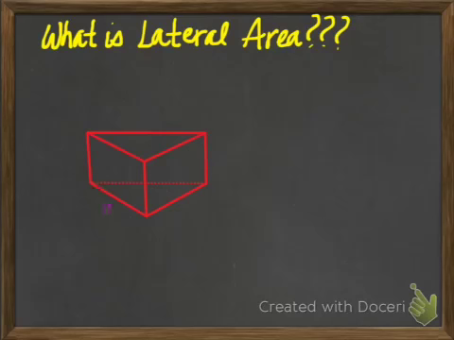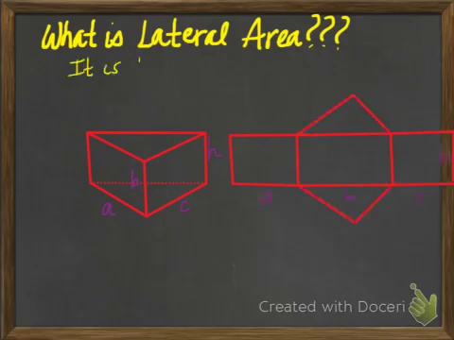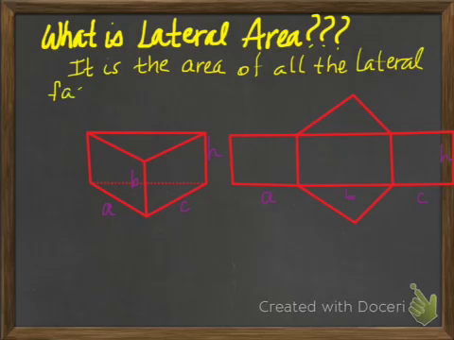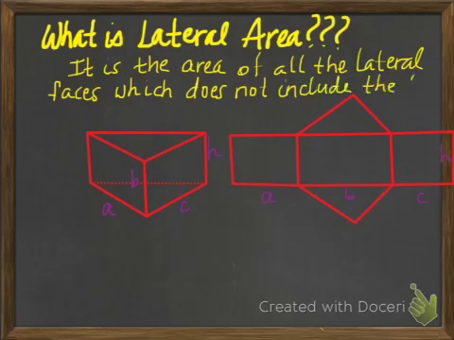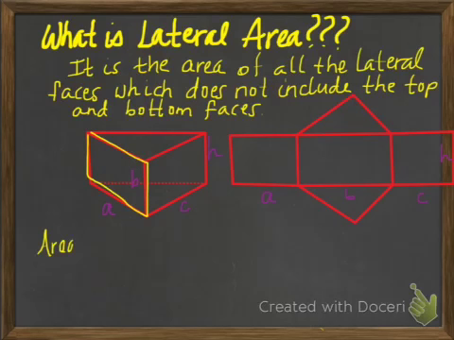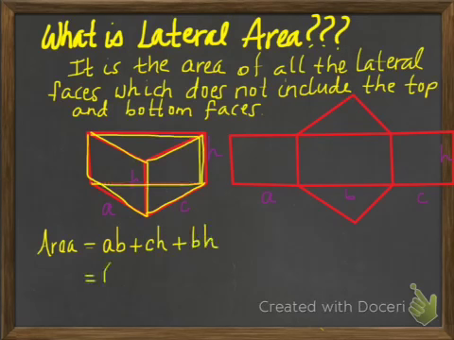Alright, what is lateral area? Lateral area is literally the area of the faces on the outsides. In other words, it is the area of all of the lateral faces, which does not include the top and the bottom base. So the top face and the bottom face are not included in the lateral area.